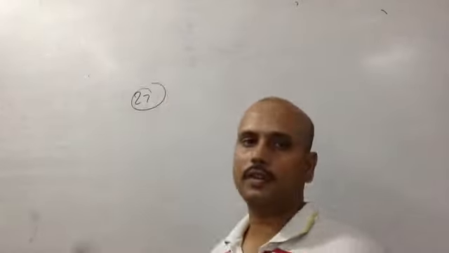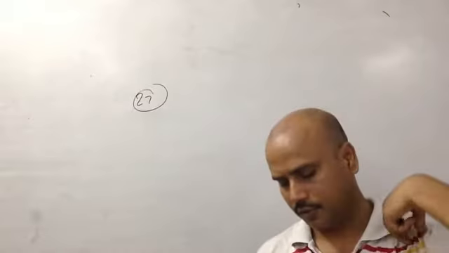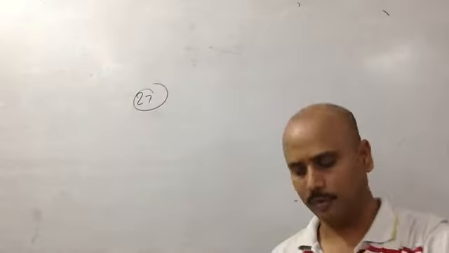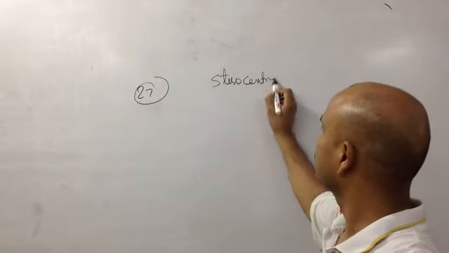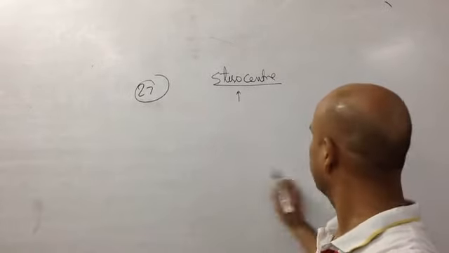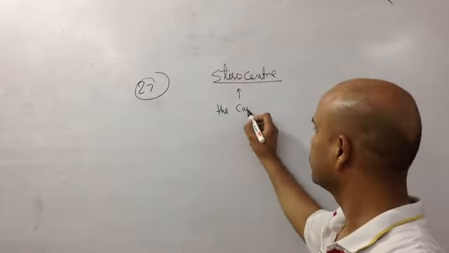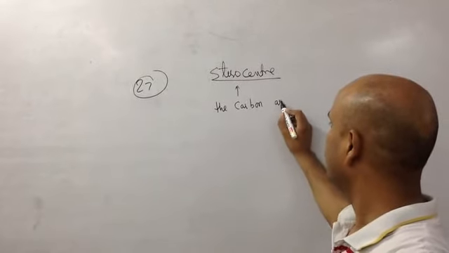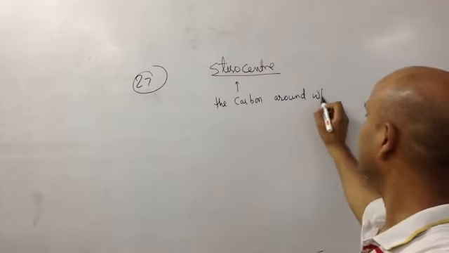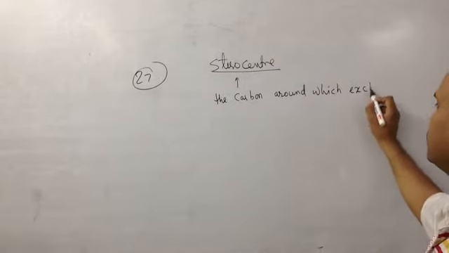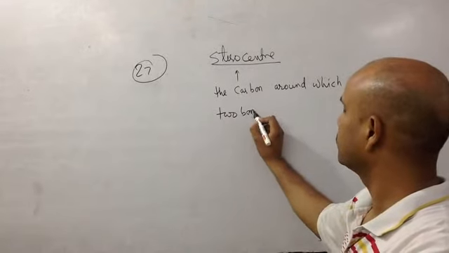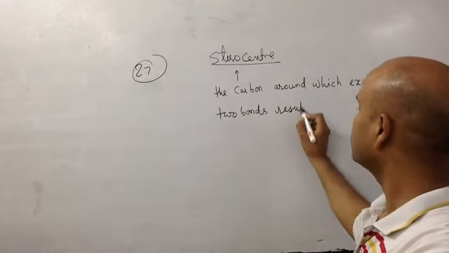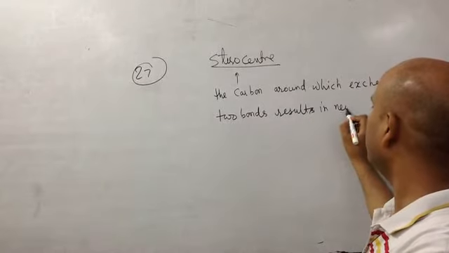Question number 27. Which of the following are correct? It's a fairly easy question. I would like to discuss just one point. What is a stereocenter? A stereocenter is the carbon around which exchange of 2 bonds results in a new stereoisomer.